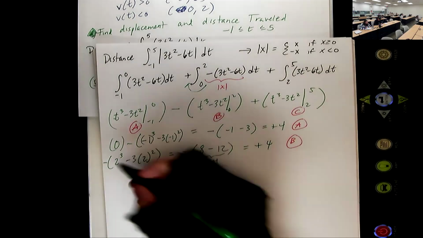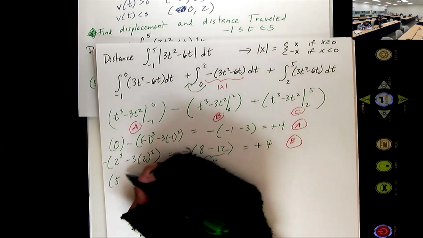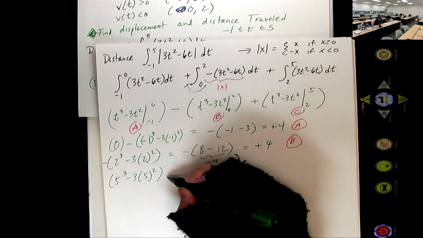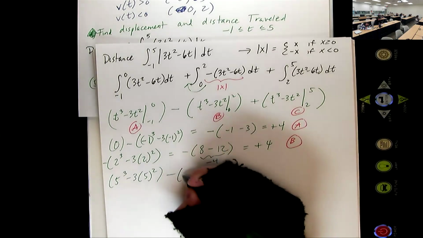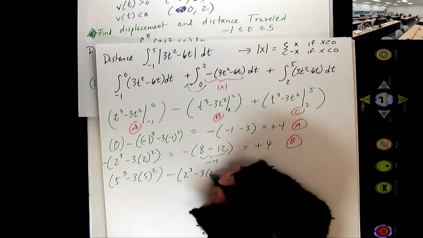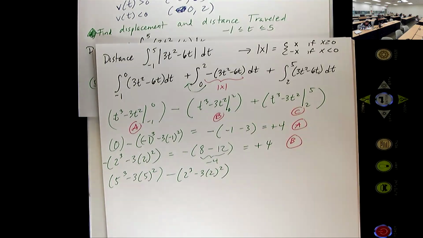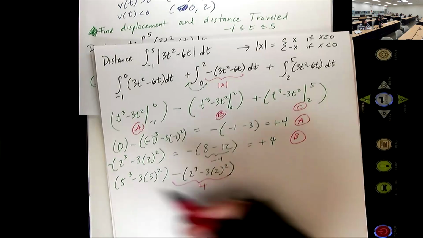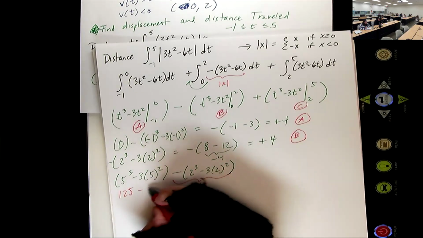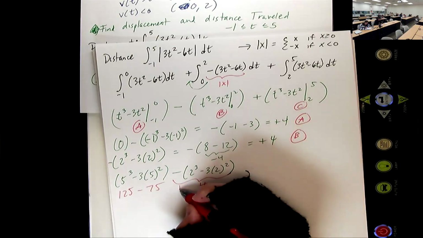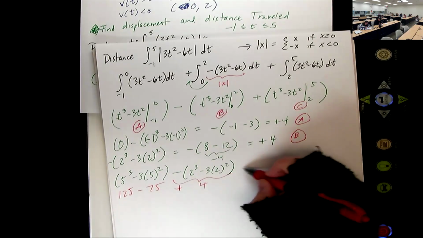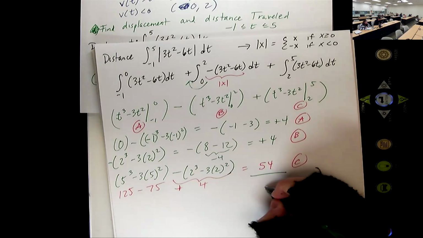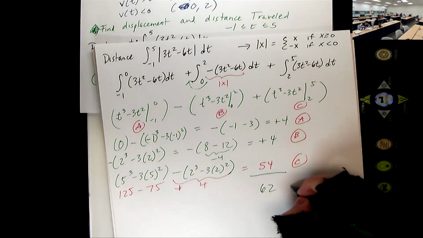And then C. 5 cubed minus 3 times 5 squared, minus the lower one, t cubed minus 3t squared. We just saw from the last one that this is 4 right there. This is 125 minus 75. So this ends up being 54 right here. That's C. Total distance is adding these up, 62 units.